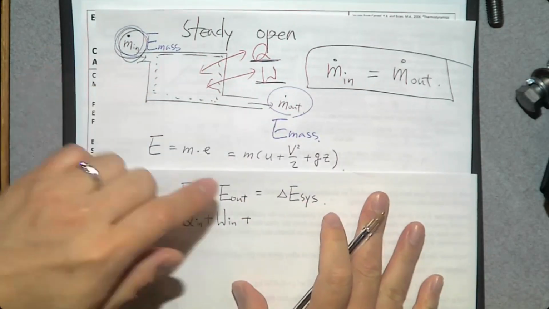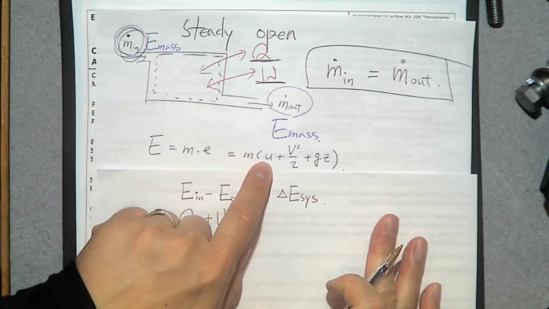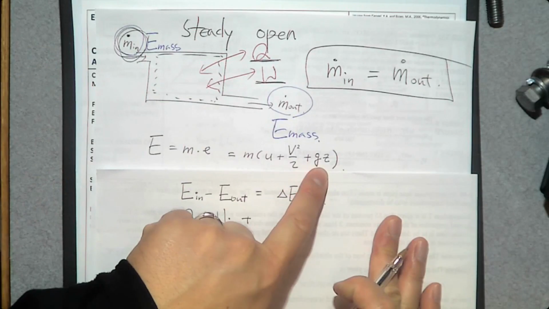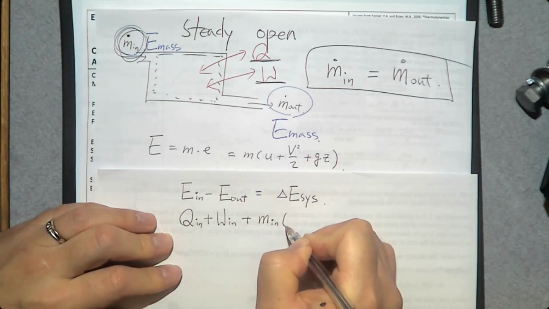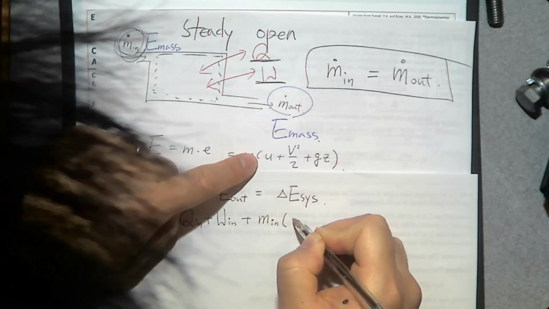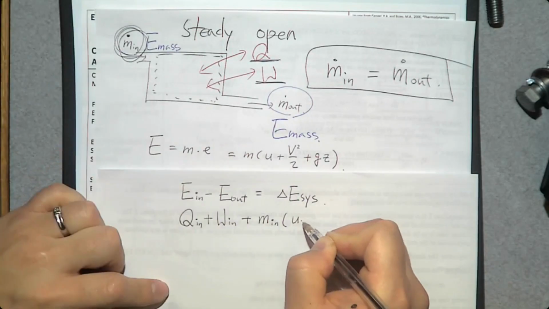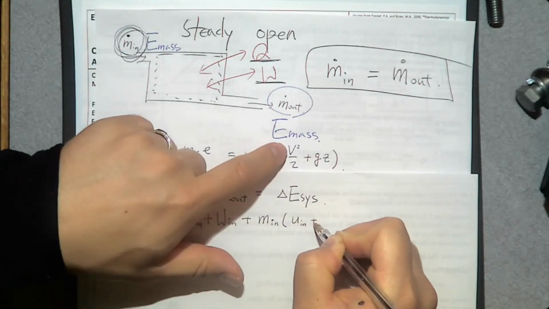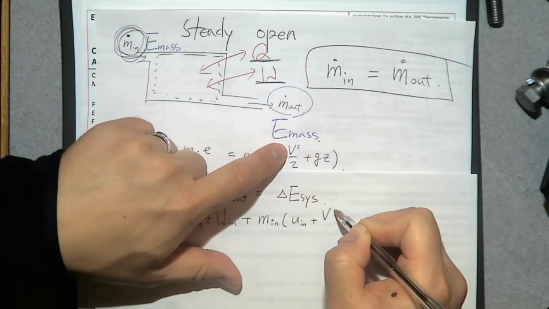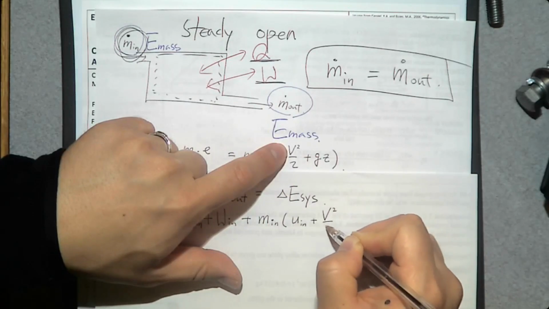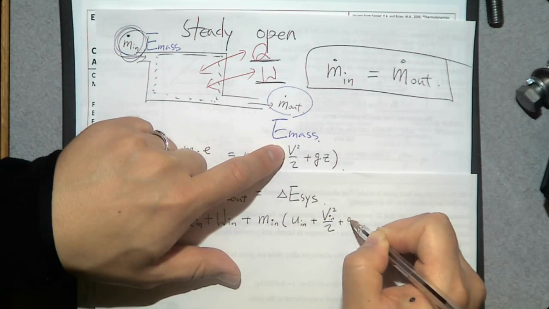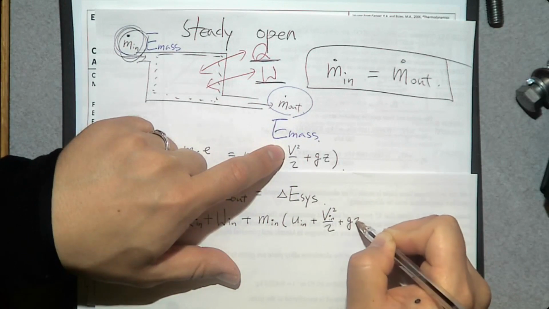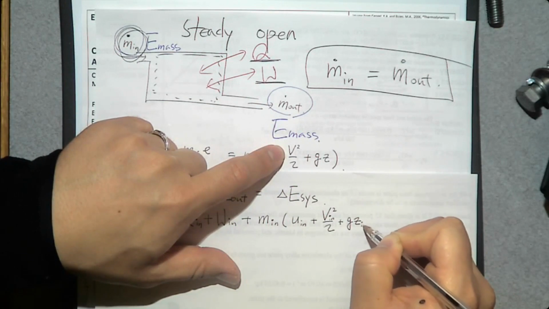How do you determine that? Mass times u plus kinetic energy plus potential energy. Mass entering the system, m dot at the inlet, this one has specific internal energy u at the inlet, plus specific kinetic energy, velocity squared over 2 at the inlet, plus potential energy at the inlet, gravity times elevation z at the inlet.